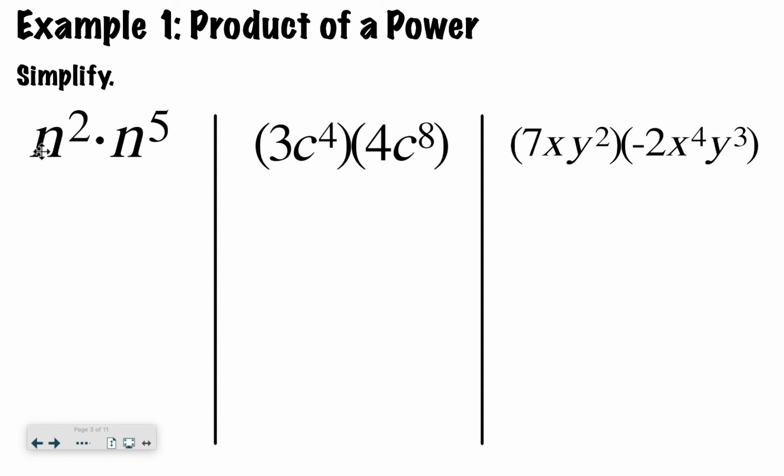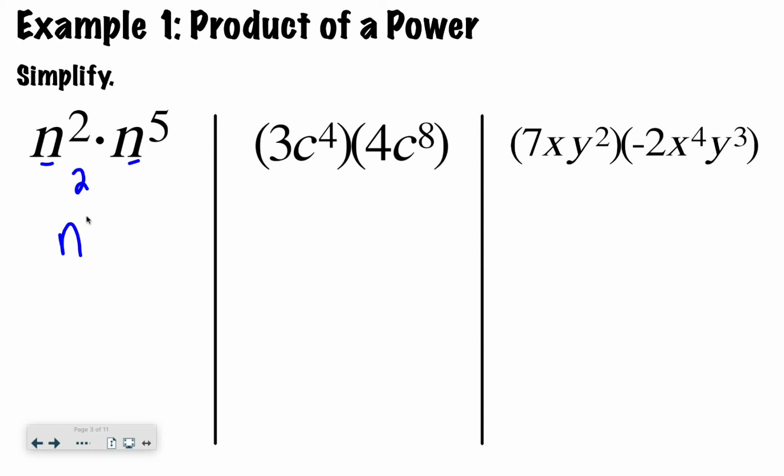So you can see I have n and I have n. And I forgot to say on the last page, this only works if your base numbers are the same. So I have n and I have n, so they match. That's perfect. I can write n, and then what's 2 plus 5? That's 7. So that would be my final answer, and I'd be all done.